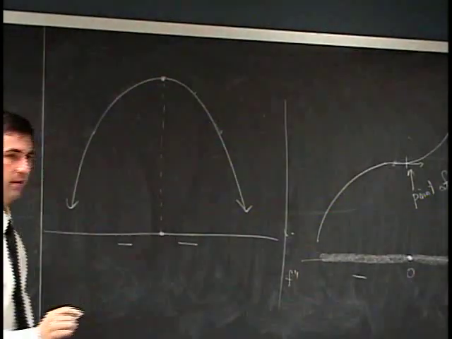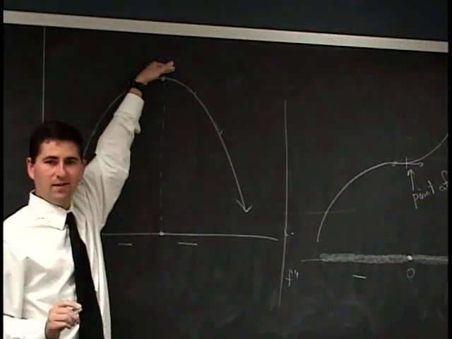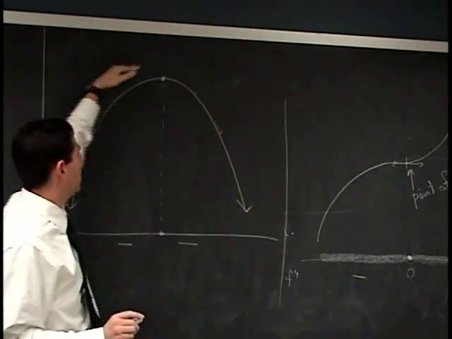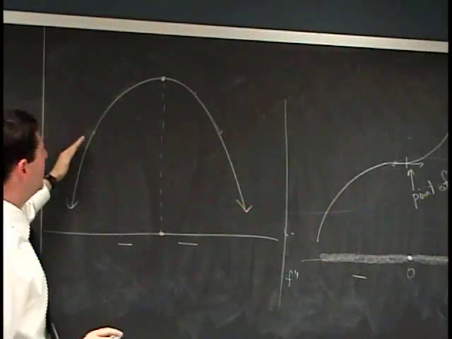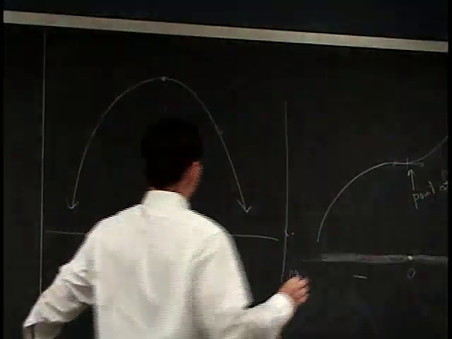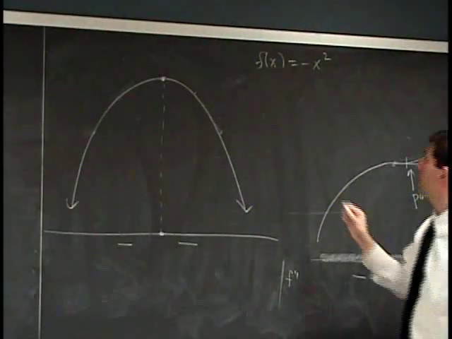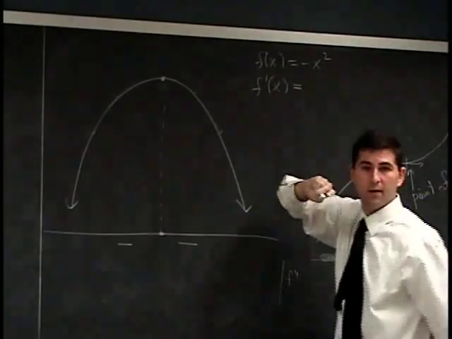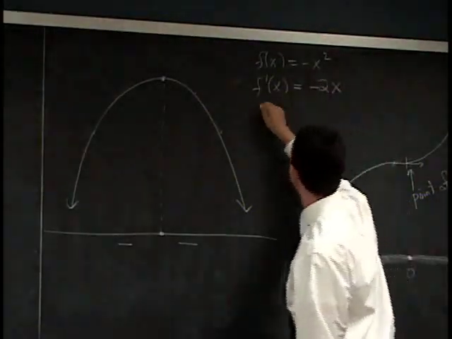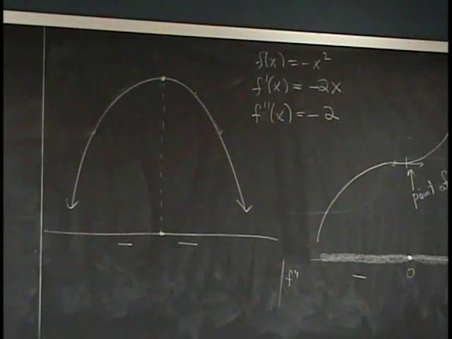Now what's happening in the second derivative at this point? Not as easy to see, is it? You immediately want to think, oh, well, it's zero, because you're thinking the first derivative. But if you think about it, what's happening to the change in the derivative? Well, let's just write down an example and see. Say this function could be negative x squared. So the derivative is going to be what? Negative 2x. And so what's the second derivative going to be? Negative 2. It's actually always negative 2. Not just always negative, but it's negative 2.